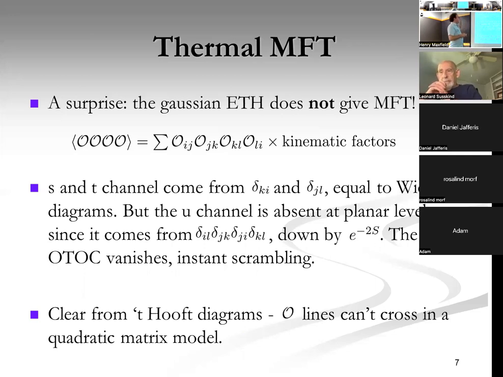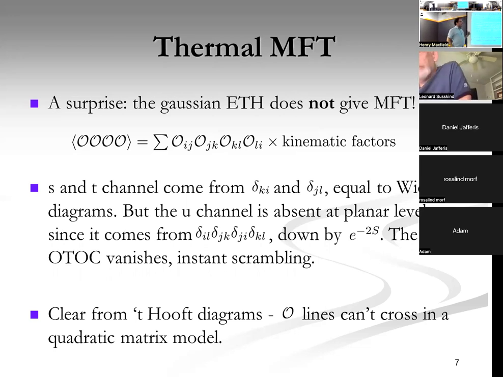Okay, so what's the first wrinkle? The first wrinkle is that the Gaussian ETH does not give thermal mean field. So I don't know if anyone claimed this, or it was just my overinterpretation of what was being said in papers about ETH.